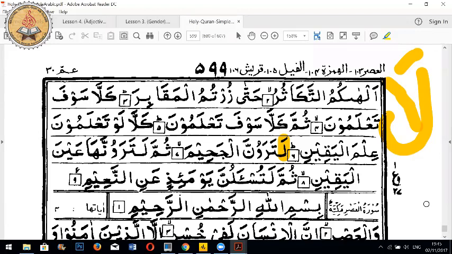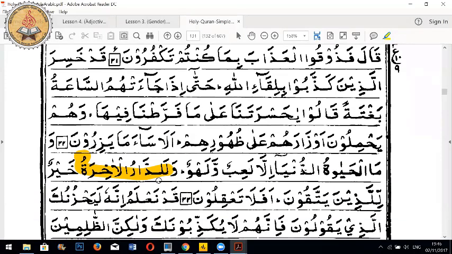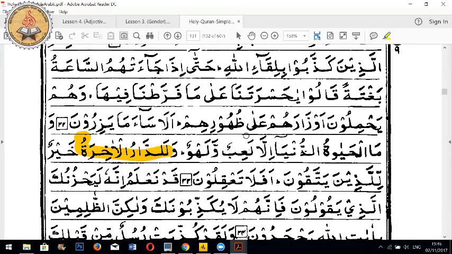Like dhalikal kitabu la raiba fih. In this case, which was page number 131 here, it is lam plus ad-dar, and alif is dropped in pronunciation, and it is written laddar, laddarul akhiratu. So the basic word is ad-darul akhiratu plus lam in the beginning, making sure: surely the second house, I mean the house after this physical life, khairun, best, lillazina yattaquna, for those who are muttaqi, those who are righteous. So this is one example.